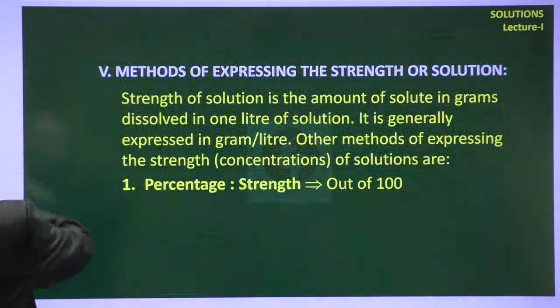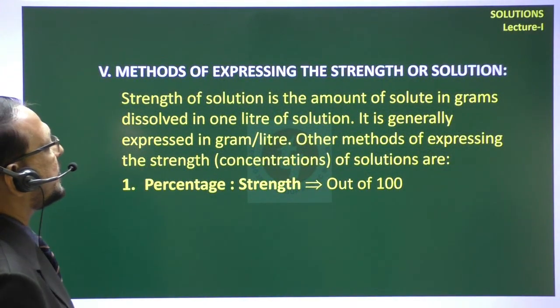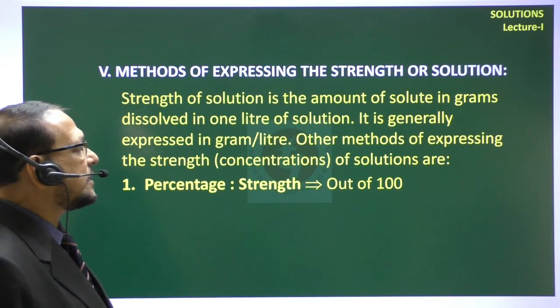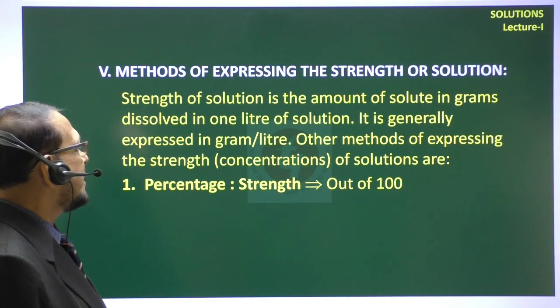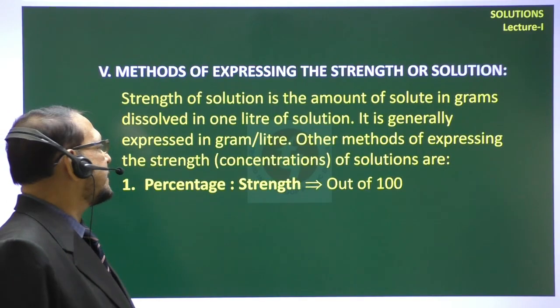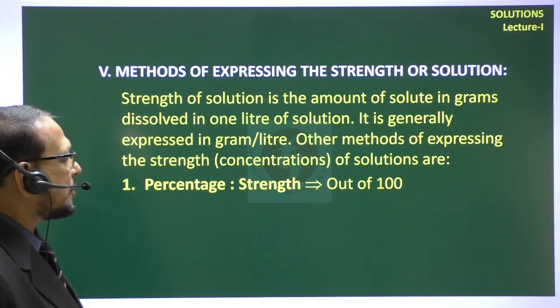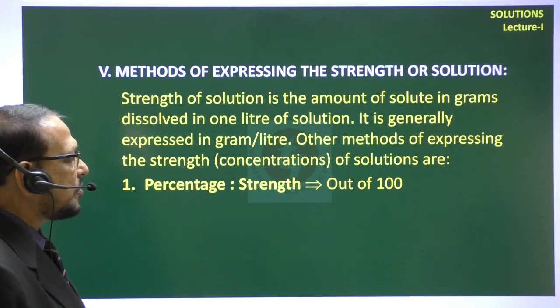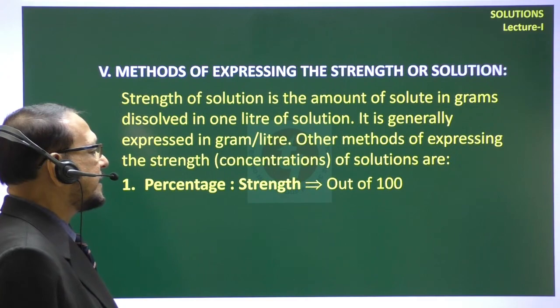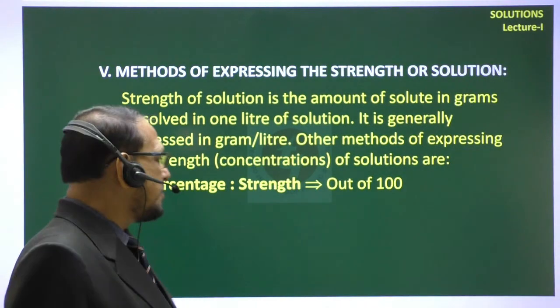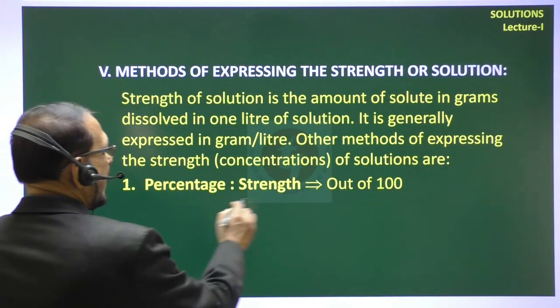Now let us discuss the methods of expressing the strength of a solution, or the concentrations. Strength of solution is the amount of solute in grams dissolved per liter of the solution. It is generally expressed in gram per liter. Another method is the percentage strength. Percentage means out of 100.